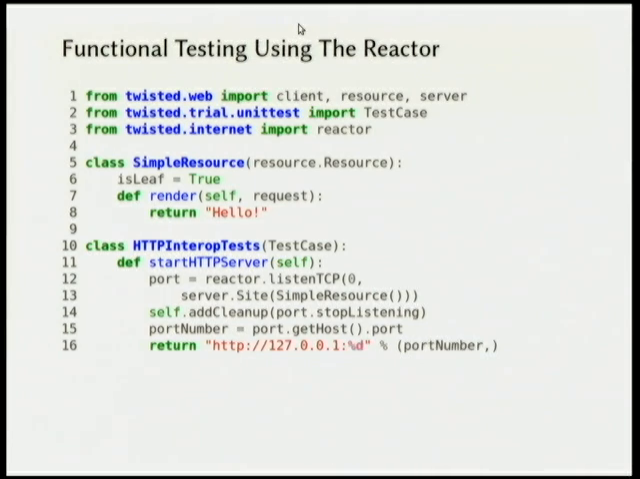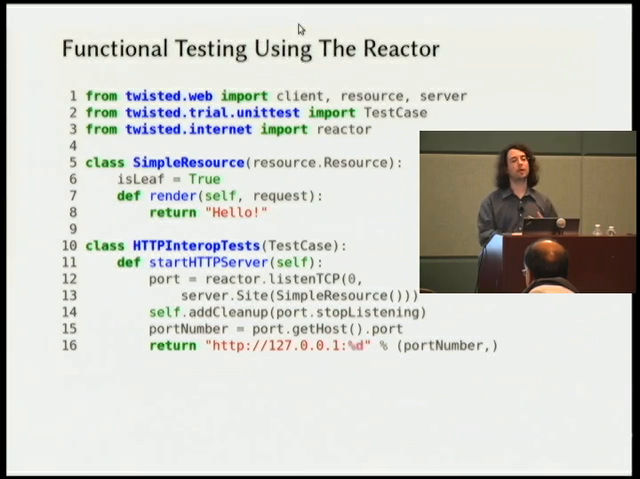And so we start a web server on port 0 by doing reactor.listenTCP. Port 0 means allocate a random port. If we hard-coded port 8000, then we couldn't run 2 tests at the same time because they'd both be trying to run on the same port. And so we asked the operating system to allocate a random free port for us.